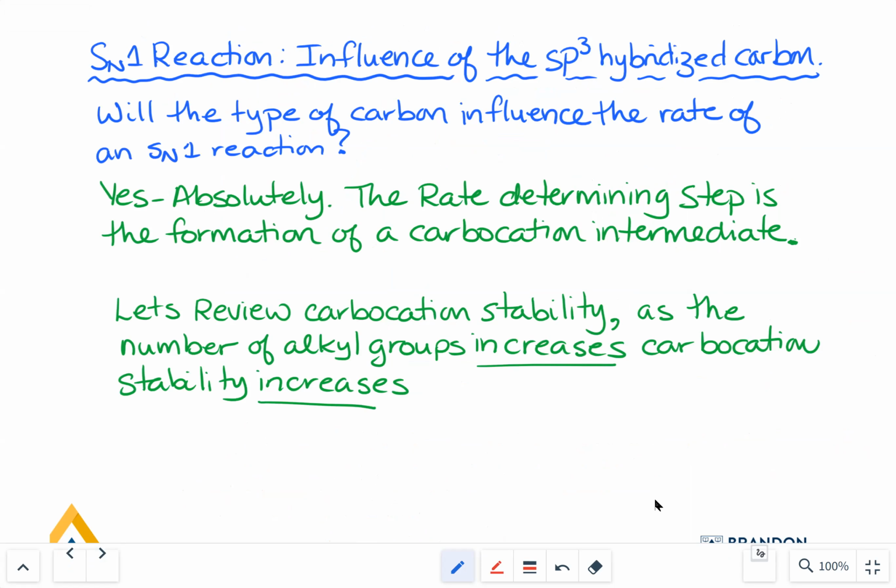Right, so this is what I just basically said. Will the type of carbon influence the rate of an SN1 reaction? Absolutely, yes. The rate determining step is the formation of the carbocation intermediate, right? So the transition state structure is going to closely resemble this carbocation. So we need to look at the stability of carbocations.